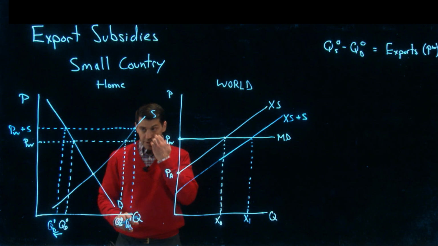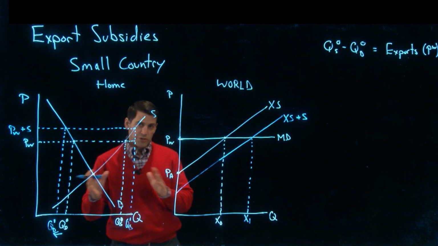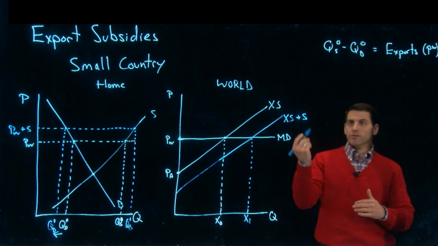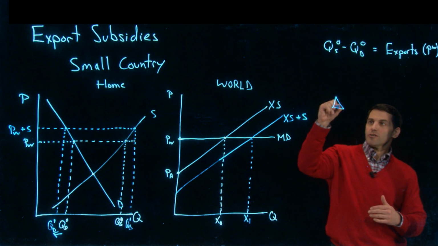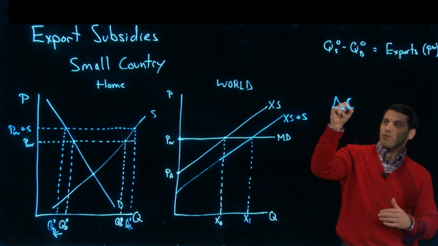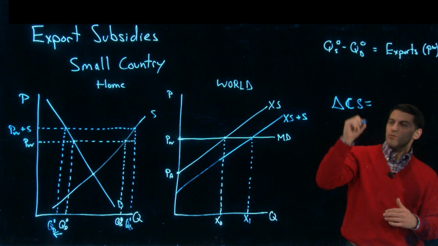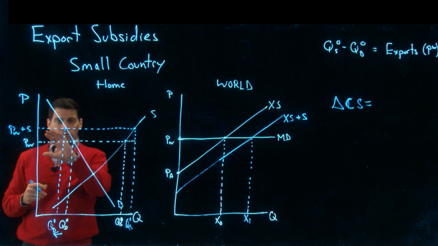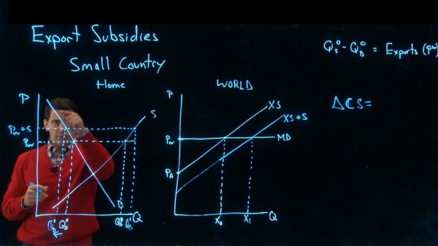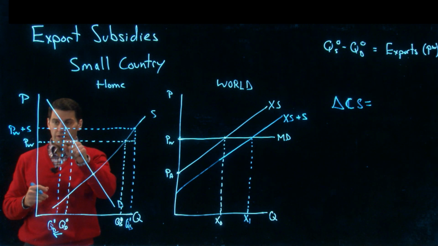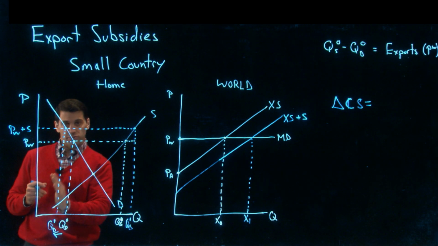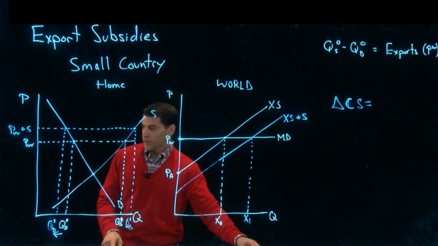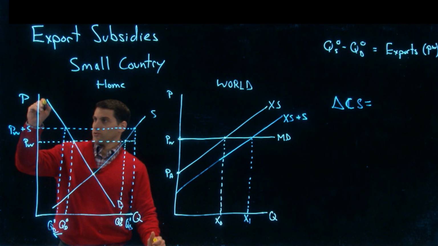So if we look at this now, we want to do the same thing we did in the previous chapter, and we want to track the changes in surplus. So what is the change in, start with consumers. What's the change in consumer surplus? Now remember, before, right, consumer surplus is the area below the demand curve down to the price, which was PW, and out to the quantity consumed. So initially, that would have been this whole triangle in here.